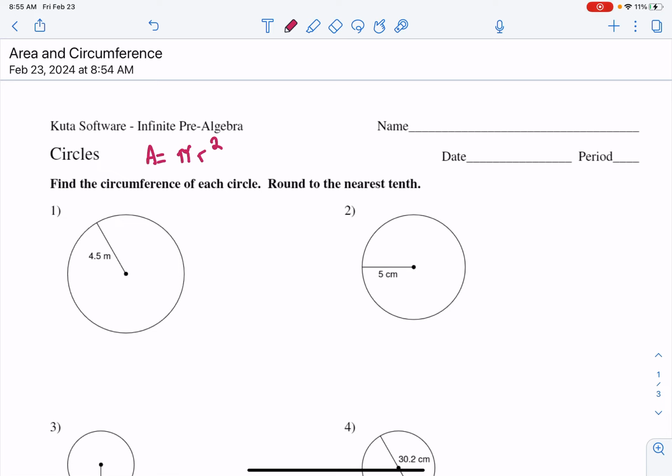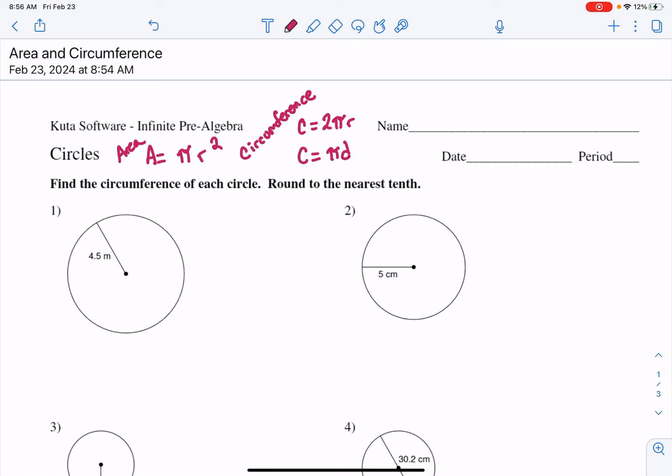The formula for circumference, which we remember is the distance all the way around the edge of a circle, we actually have two formulas for. We've got C equals 2 pi r, so 2 times pi times the radius, and then we have the formula C equals pi d, so pi times the diameter. And you can use whichever formula you want based off of what's given, and we'll see that here in a minute.